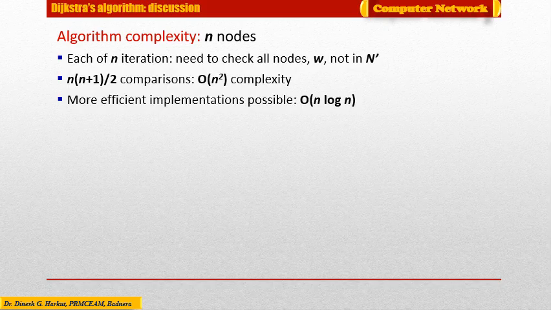Overall, the total number of nodes we need to search through over all the iterations is n into n plus 1 divided by 2. And thus we say that the preceding implementation of the link state algorithm has worst case complexity of the order n squared, that is big O of n squared.